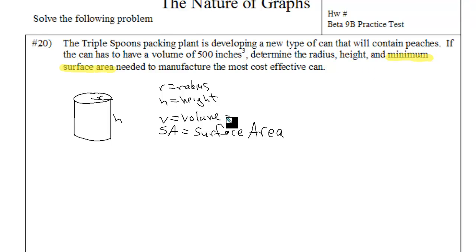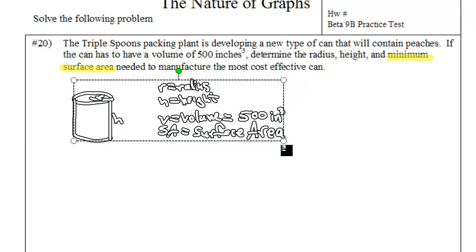Also told that the volume needs to be 500 tiny cubes that are 1 inch by 1 inch by 1 inch. So this is simple. We just need a surface area formula. I'm going to make this a bit smaller.